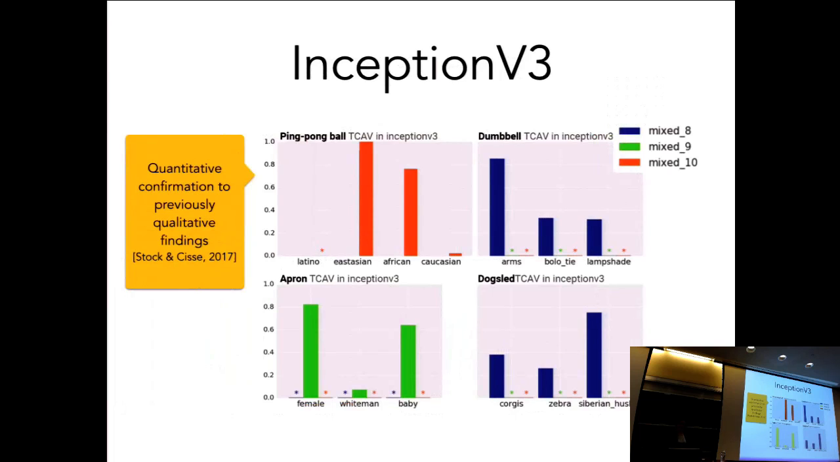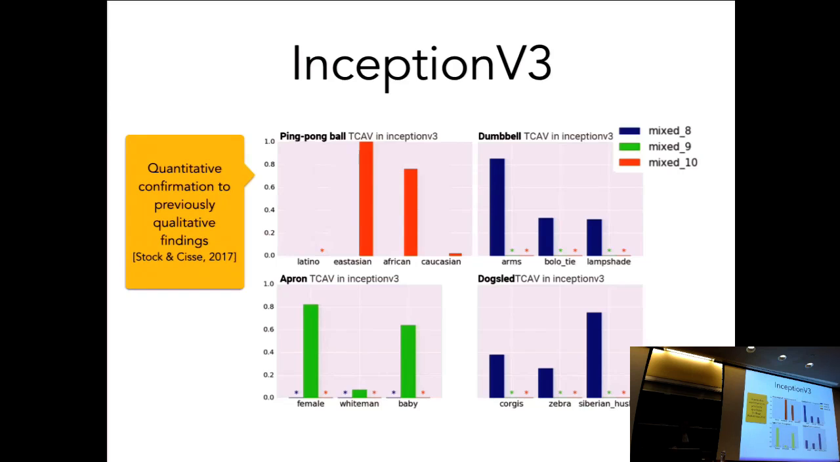Here's another network, Inception V3. Again, a similar finding, confirming previous literature. Ping pong ball, Asian, because I'm from Korea and we were pretty good at playing table tennis. We've won a lot of gold medals. So yes, the training set reflects that fact. Oh, not just Koreans, I guess.